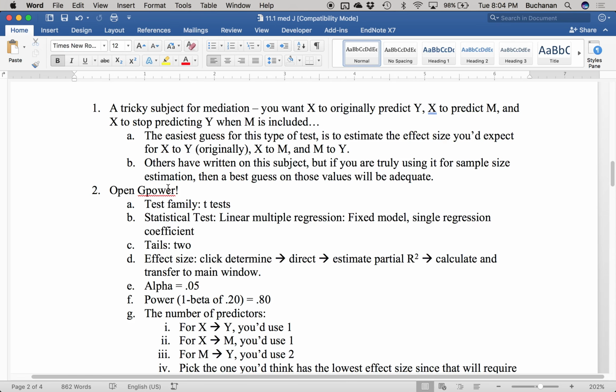So to make this simple in G*Power, what we're going to do is predict M to Y, because we want X to predict Y originally, and then X to predict M, and then M to predict Y, but X to Y should stop. It's a weird situation when you're trying to predict that the relationship goes away. Really, the relationship is not going away, it's switching to M. So we're going to look at M to Y.